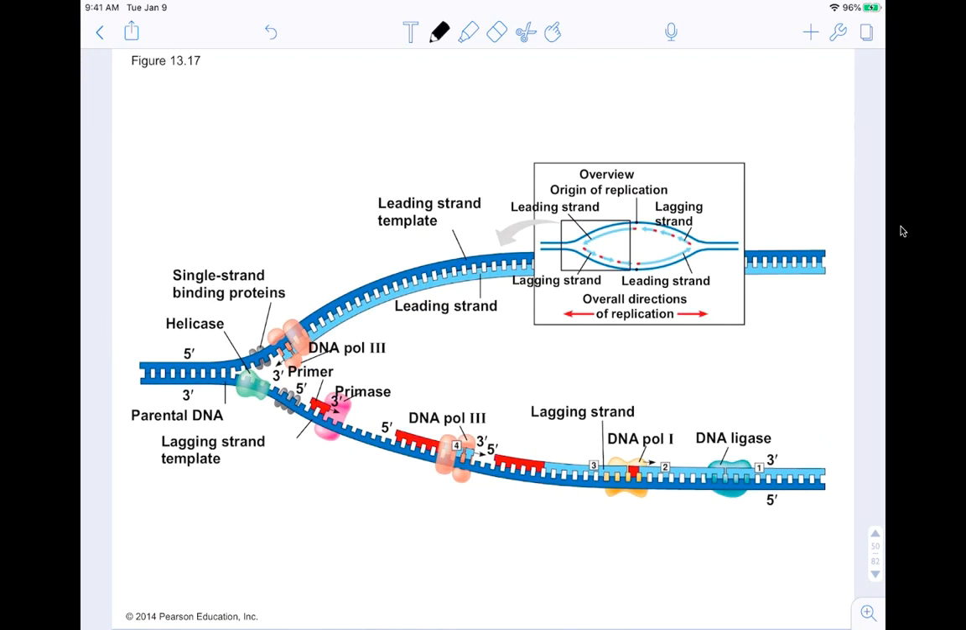So that's the overall picture of what's happening here, essentially. You have to keep moving backwards because the fork is opening up this way. So all of this is new, right? So then, of course, you have your DNA polymerase one and ligase to go back and fix your Okazaki fragments to make a smooth, completed piece of DNA.